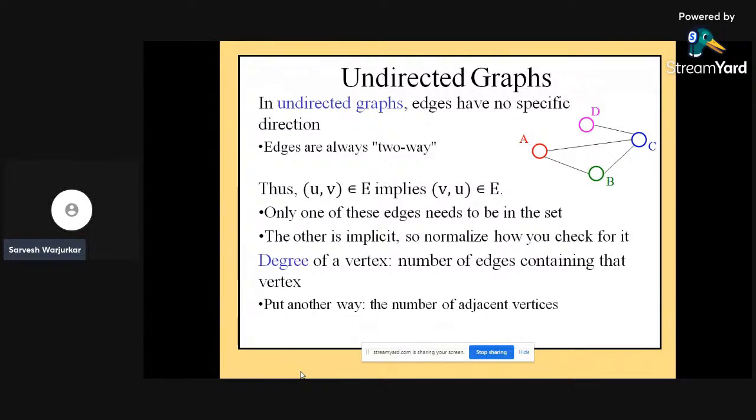What is that degree? For example, the number of edges containing that vertex is the degree of that node, or degree of that vertex, I can say. For example, see, A is connected with two different vertices, so the degree of the node A is 2. Same thing, the degree of the node D is 1, the degree of the node B is 2, C is 3, like this.